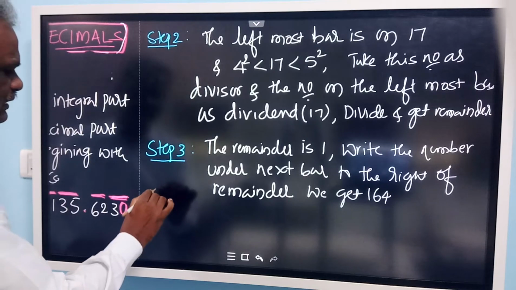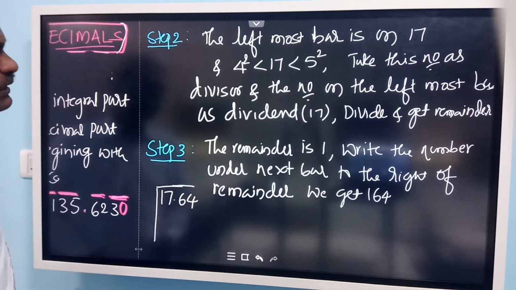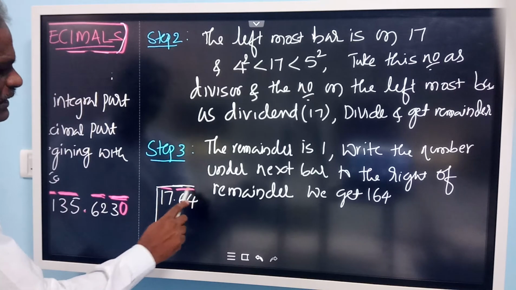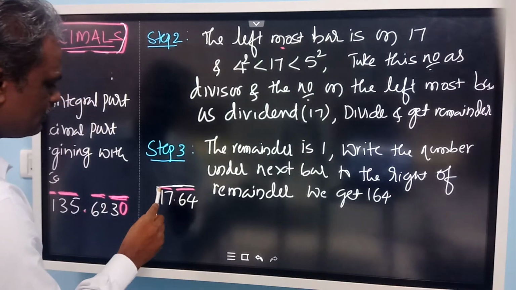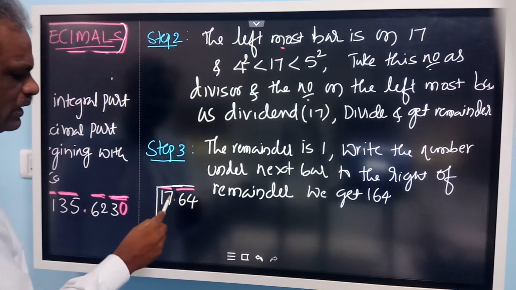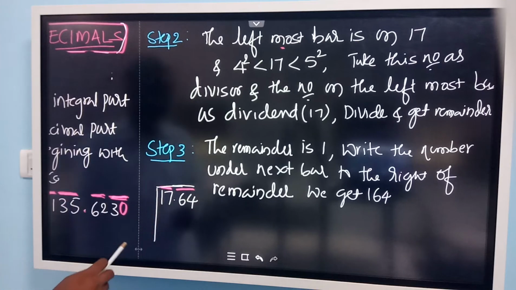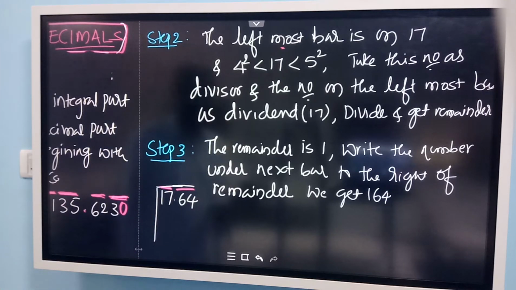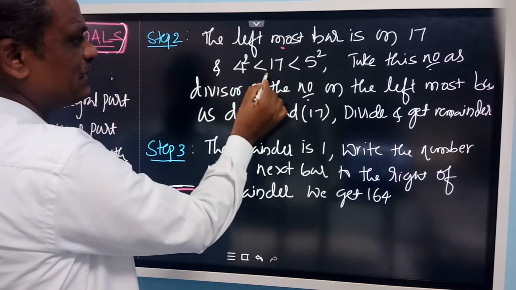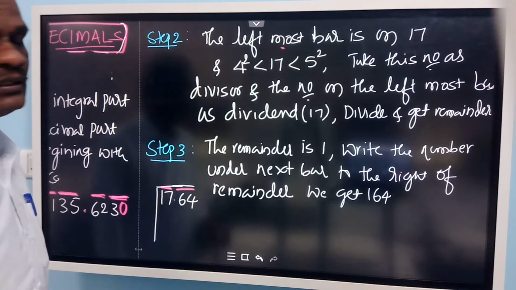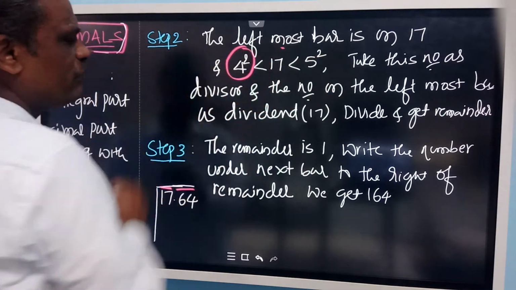So we want to find the square root of 17.64. After grouping, 17 is one group and 64 is one group. We have two bars here, one for the decimal part and one for the integral part. The leftmost bar is 17 here. Now you have to find the nearest square number. 4 square is 16, 5 square is 25, which is more than 17. So select 4 square.